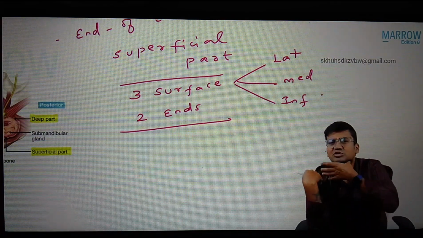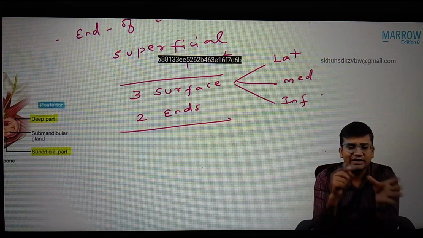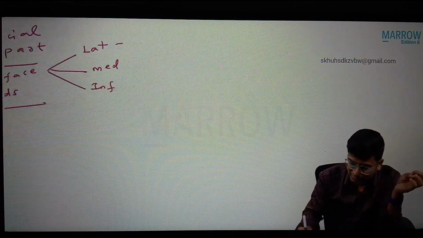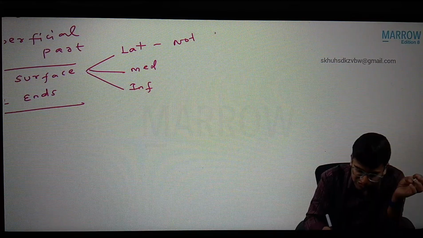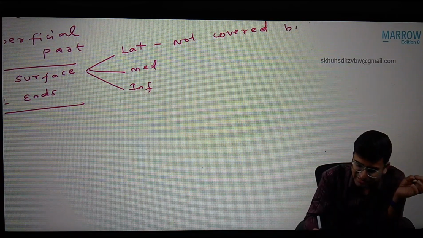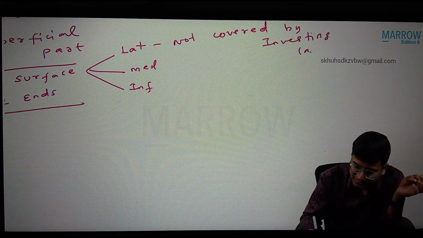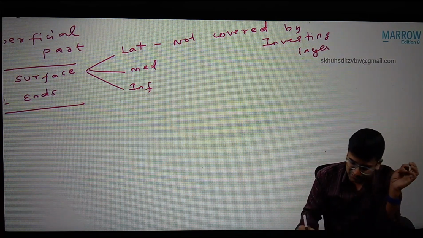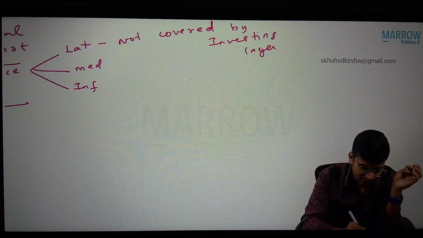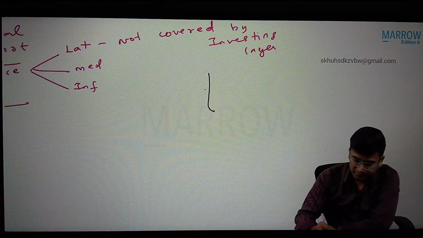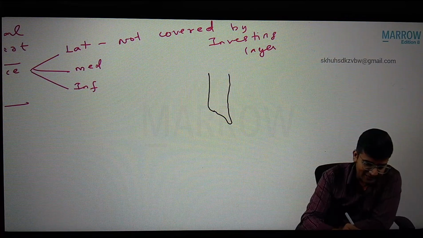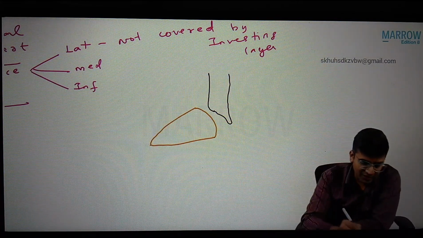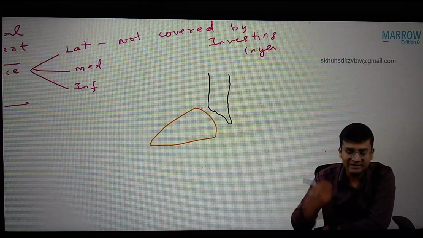Why? I told you, it is closely related to the mandible. So the lateral surface, which is close to the mandible, is the only surface not covered by the investing layer. Okay, right. And this is our gland. So this is the mandible, and this is the gland. I told you the lateral surface is close to the mandible. Now this surface is not covered by the investing layer.